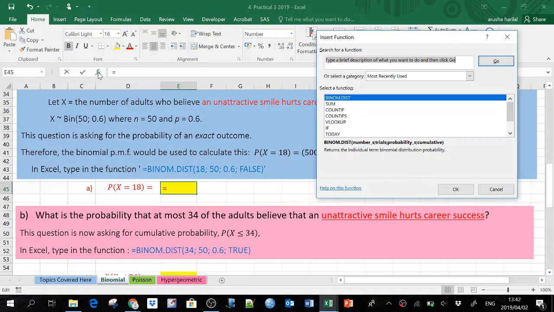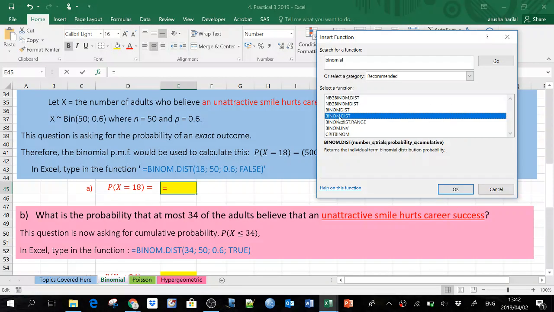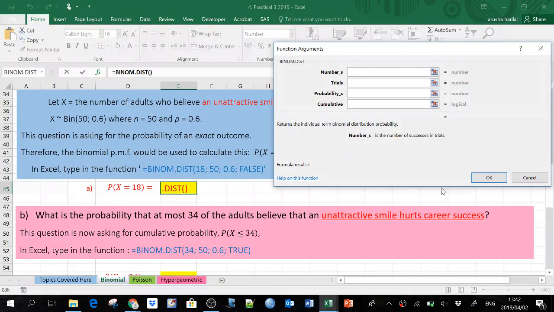So let's click on insert function and type in binomial, press enter, and you will see that it gives you quite a few options. Here, binomial.dist is what I want. Click that. Now, it prompts you and tells you what it is asking for. The first one, number_s, is the number of successes. The number of successes that we are looking for here is clearly 18.